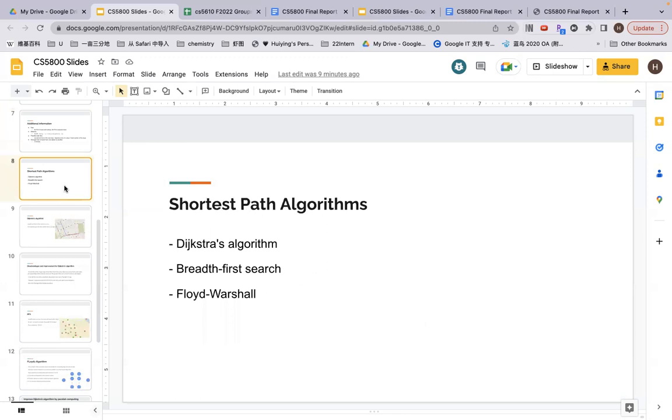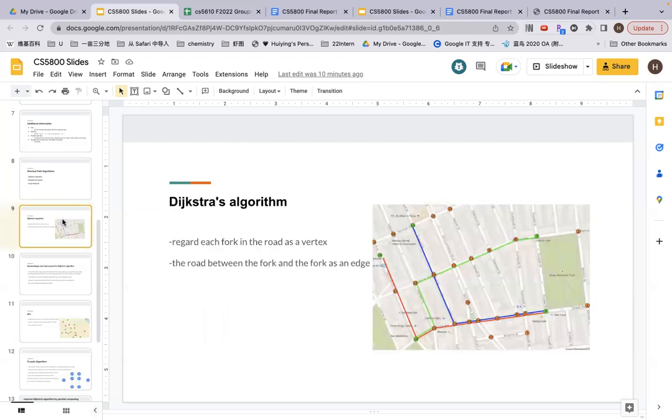And then I'm going to talk about the algorithms engaged in our project. We picked 3 algorithms. The first one is Dijkstra's algorithm, the second one is BFS, and the third one is Floyd. For Dijkstra's algorithm, in terms of modeling, we regard each fork in the road as a vertex and the road between fork and fork as an edge.